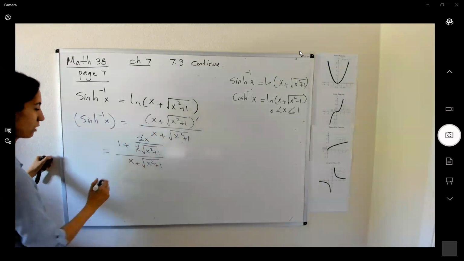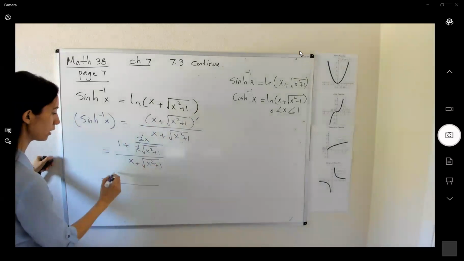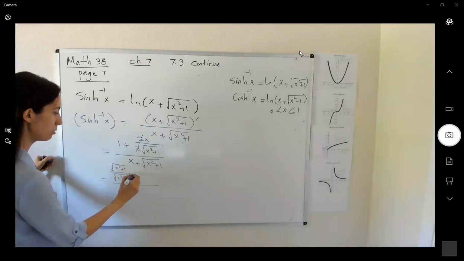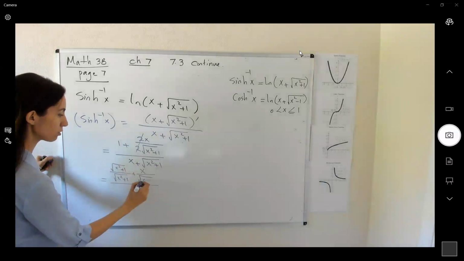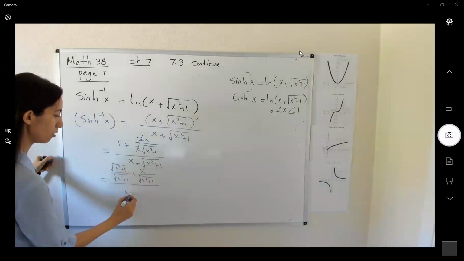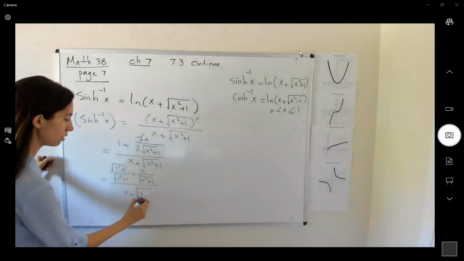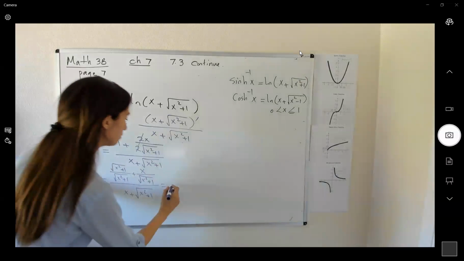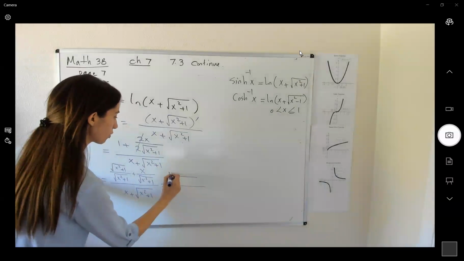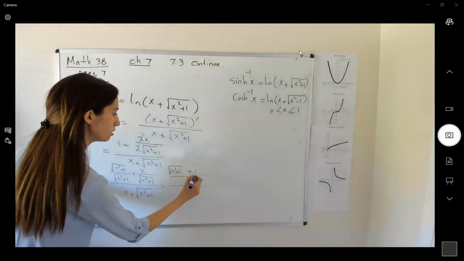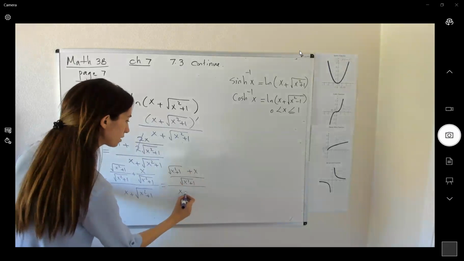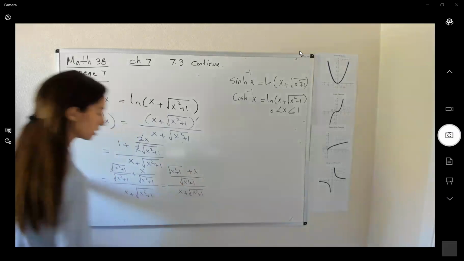Here you can cancel out 2 and 2. You get on the numerator square root of x squared plus 1 divided by square root of x squared plus 1, plus x divided by square root of x squared plus 1. On the denominator you have x plus square root of x squared plus 1. Now on the numerator you can take the common denominator between these two. Square root of x squared plus 1 plus x divided by square root of x squared plus 1, over x plus square root of x squared plus 1.